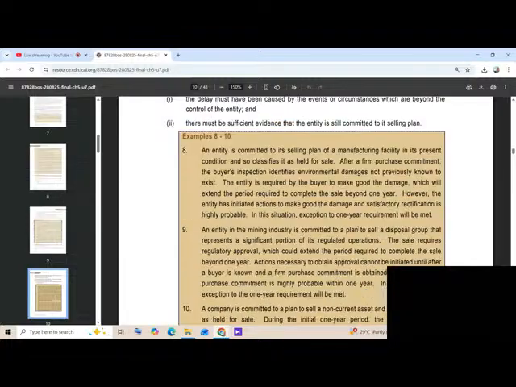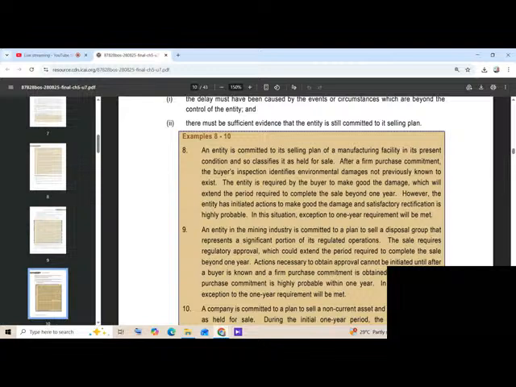Examples 8 to 10. Example 8: An entity is committed to its selling plan of a manufacturing facility in its present condition and so classifies it as held for sale. After a firm purchase commitment, the buyer's inspection identifies environmental damages not previously known to exist. The entity is required by the buyer to make good the damage, which will extend the period required to complete the sale beyond 1 year. However, the entity has initiated actions to make good the damage and satisfactory rectification is highly probable. In this situation, the exception to the 1 year requirement will be met.